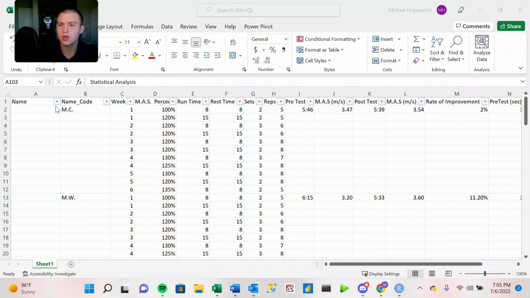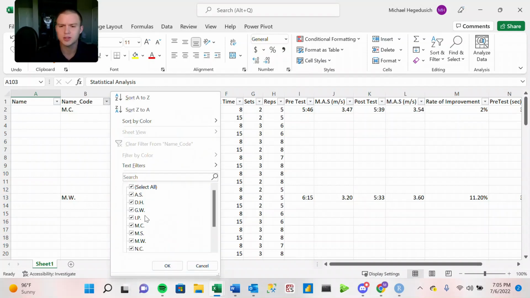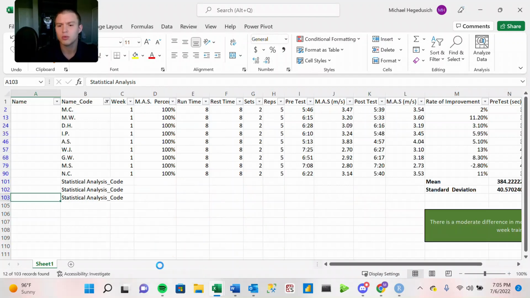So what I'm going to do here is I'm going to use the filter tool on Excel, and I'm going to just remove the blanks, and that's going to give me the data that I want to look at here. Remove blanks. Okay, so now all we see here are the athlete's code or their initials, as well as some of the statistical stuff that we'll get here in a second.